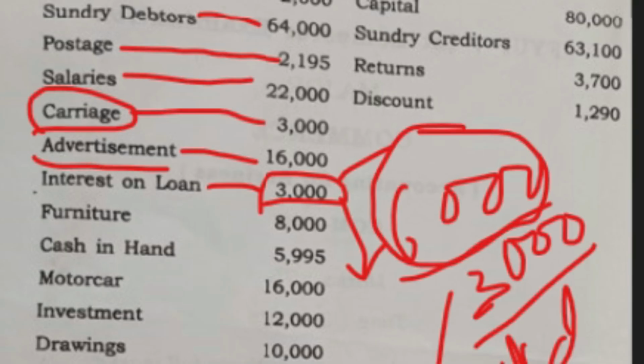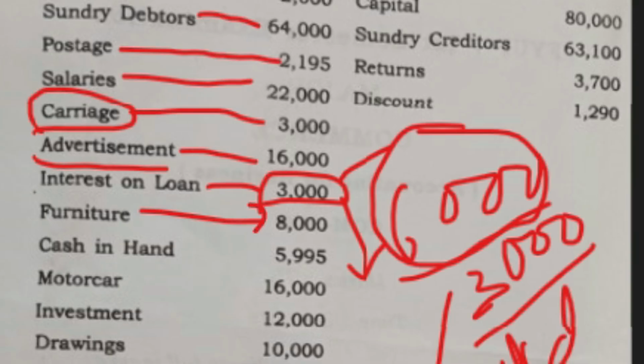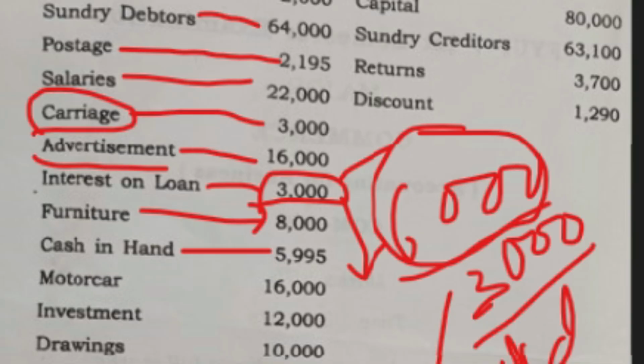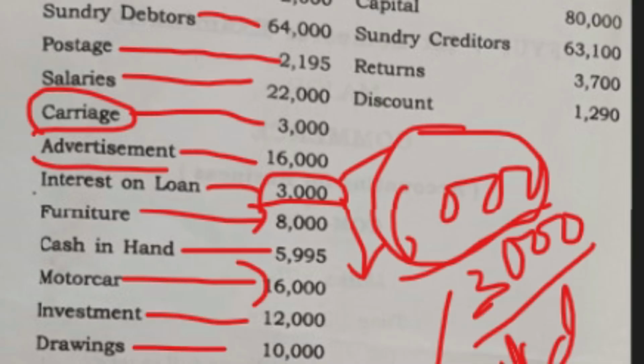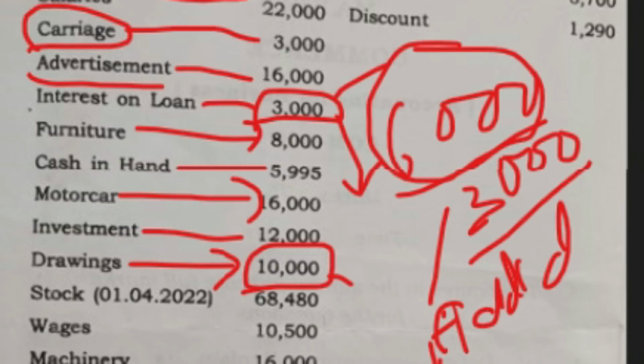And furniture is your asset, it will appear on the asset side, non-current asset. Cash in hand, current asset, so it will appear on the asset side of the balance sheet. Motor car is a non-current asset, investment, non-current asset. Drawing is the amount withdrawn by the proprietor to meet his domestic and household expenses, 10,000. This will be deducted from his capital account in the balance sheet.